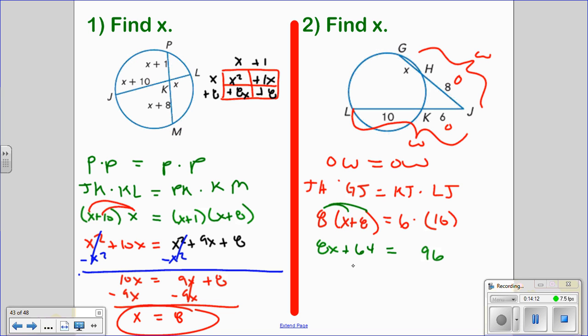All right, subtract 64 on both sides. So you have 8x equals 32, and divide by 8 on both sides would give you x is equal to 4. And again, all we have to do is find x. So we are done with this example as well.